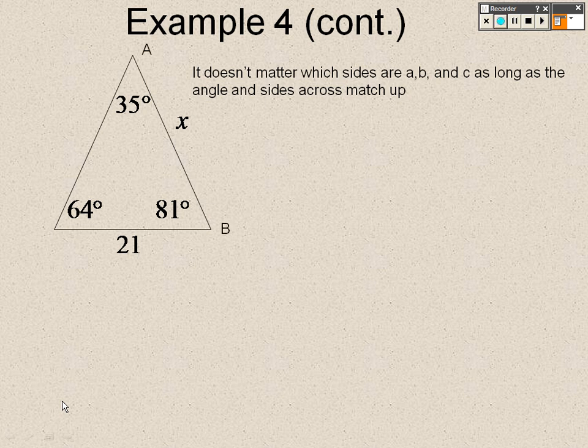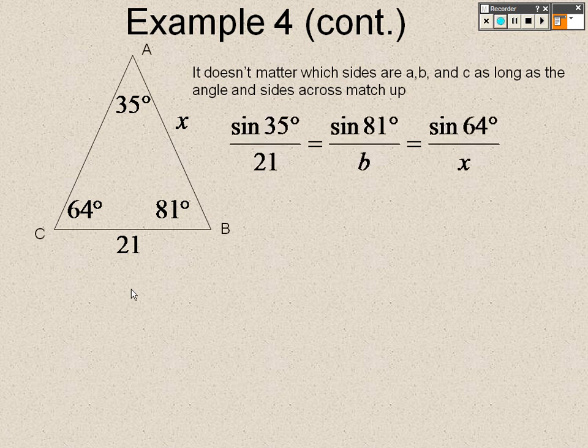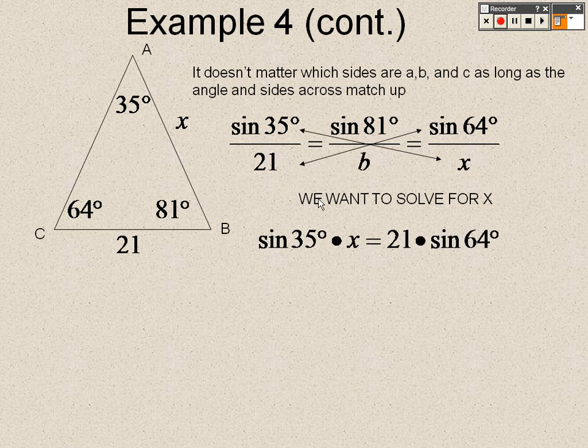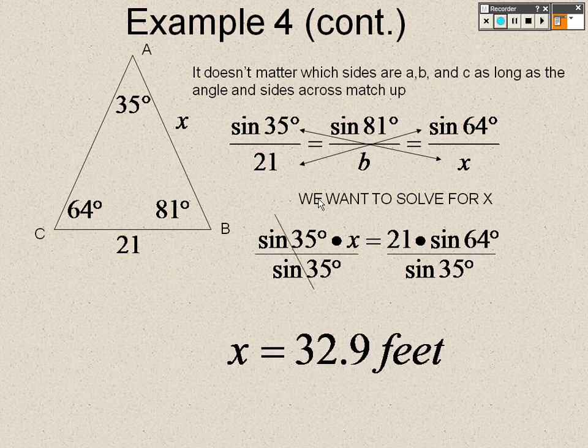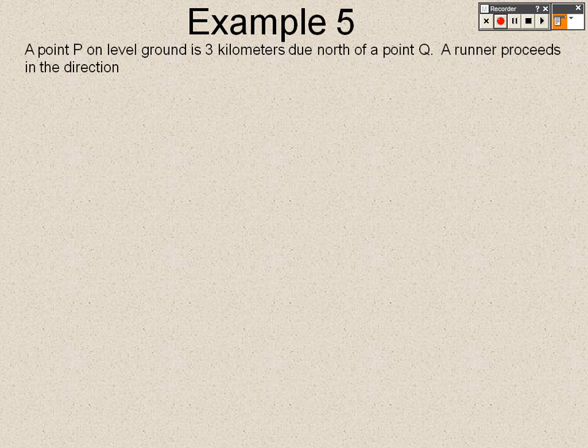So when we do this, here's what we got. Sine of 35 over 21, because that has both of them, equals sine of 81 over b, which we don't know, which equals sine of 64 over x. And since I want x, I'm going to cross multiply the far two. So sine of 35 times x equals 21 times sine of 64. I divide both sides by sine of 35, and I get x is about 32.9 feet high, which means that the telephone pole is about 32.9 feet high.